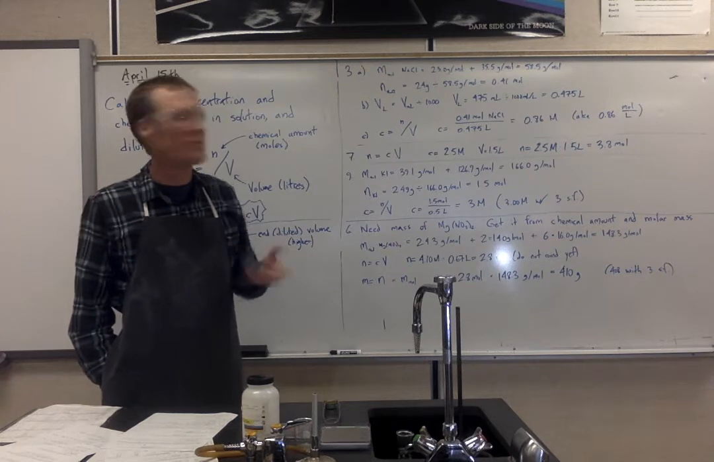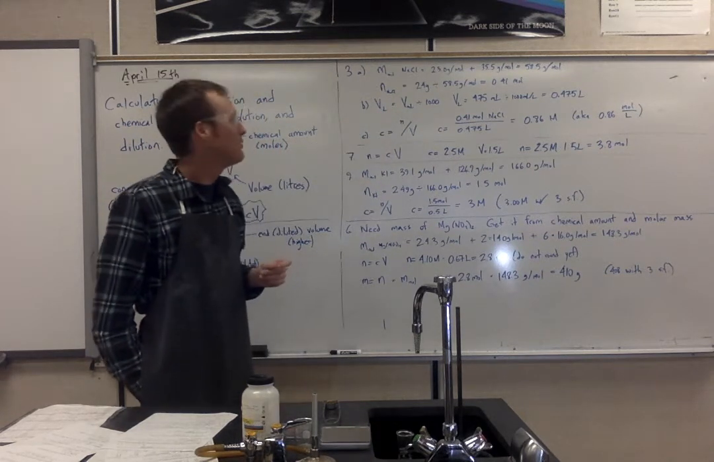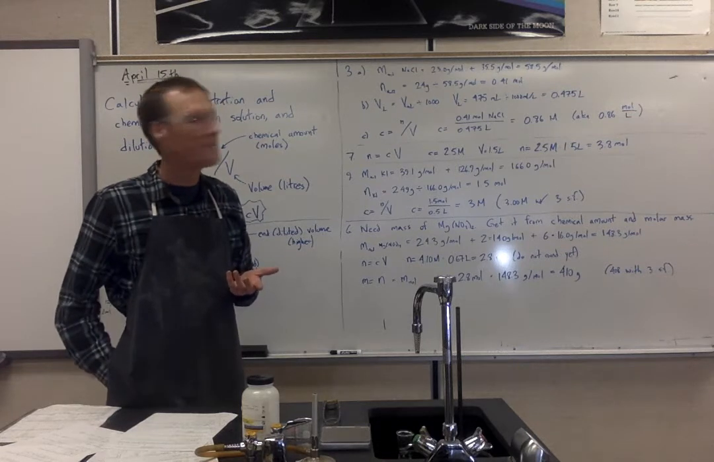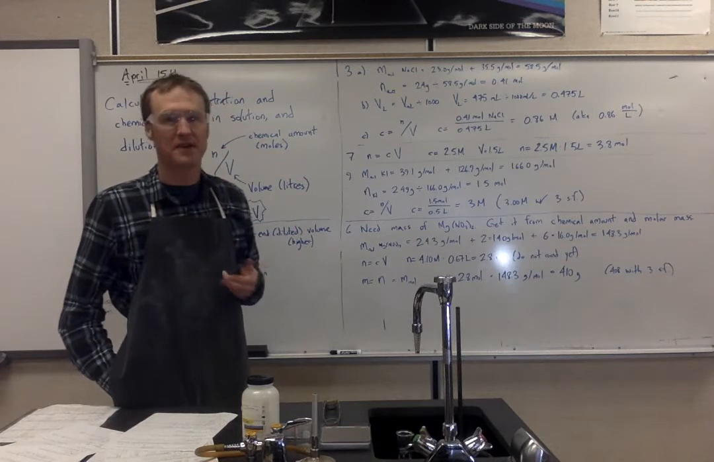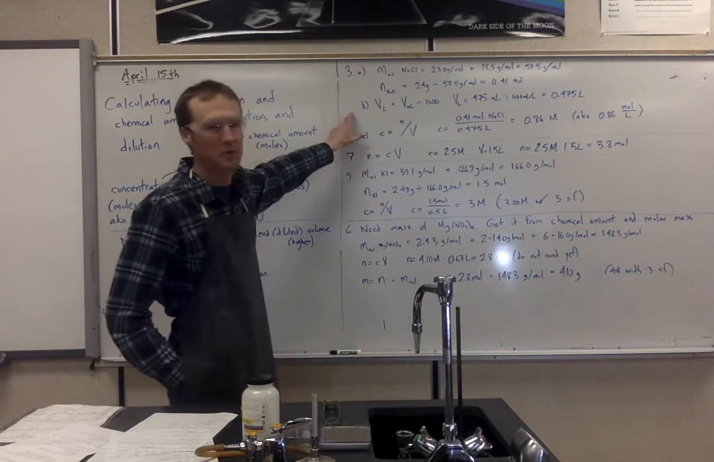I made an equation for it. V in liters equals V in milliliters divided by 1,000. Well, 475 divided by 1,000 is 0.475. That is to say, 0.475 liters. That's the answer for 3B.